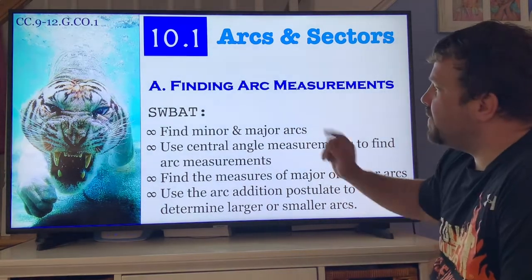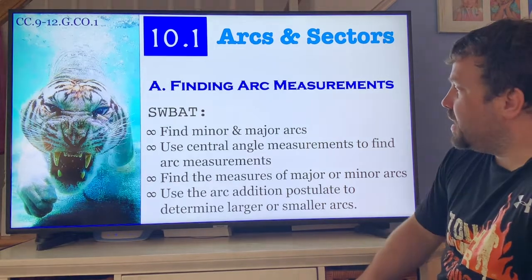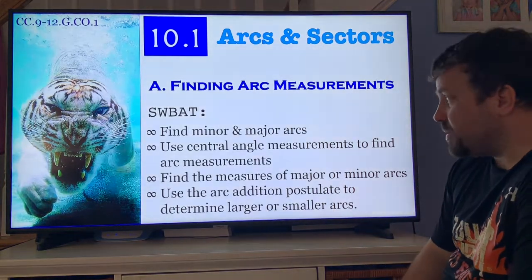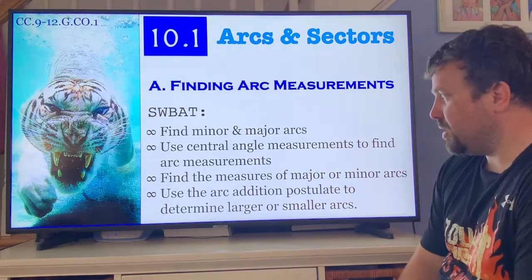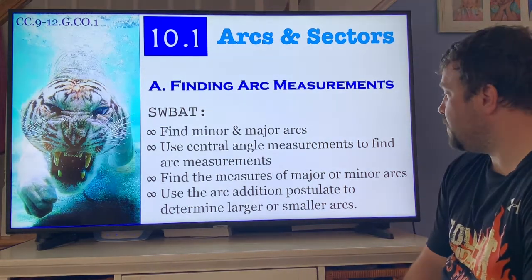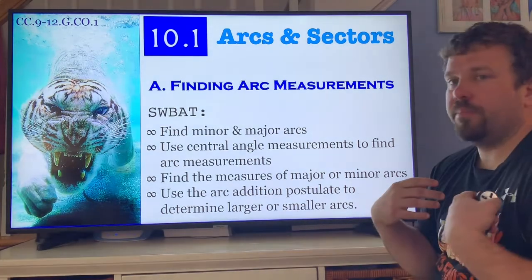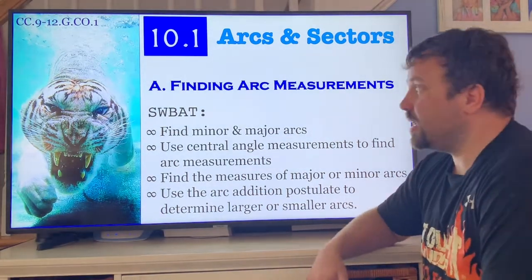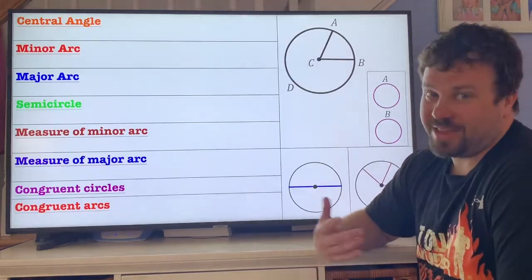The way we're going to do that is we're going to find the measurements of what a major and minor arc is. We're going to use the central angle measurements of a circle to find the actual arc measurements. And you're going to know what all that stuff means. Find the measures of major and minor arcs and use the arc postulate to determine a larger or smaller arc size.